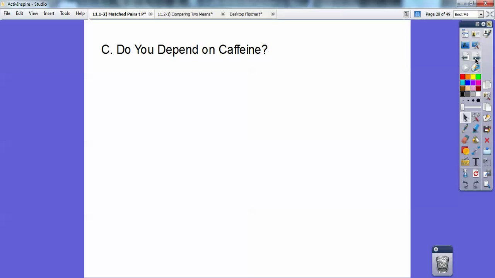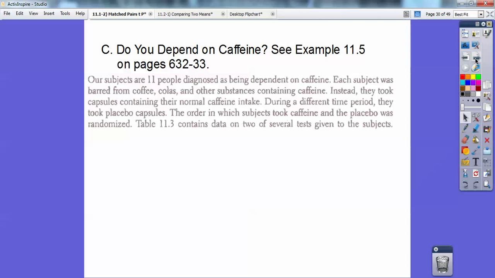Okay, one more. Do you depend on caffeine? All right, see example 11.5. Our subjects are 11 people diagnosed as being dependent on caffeine.